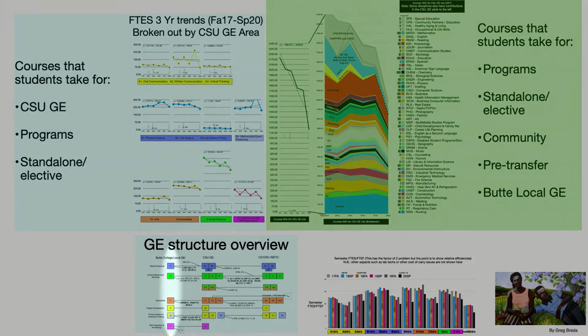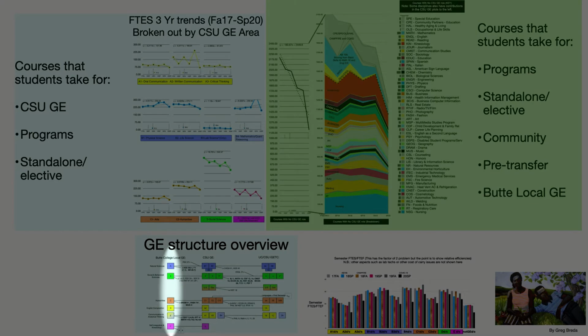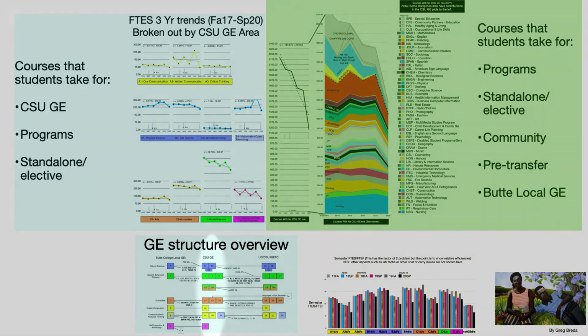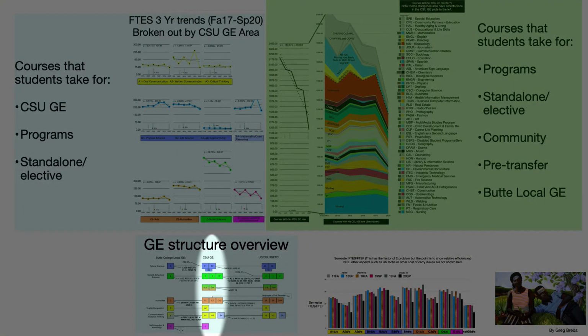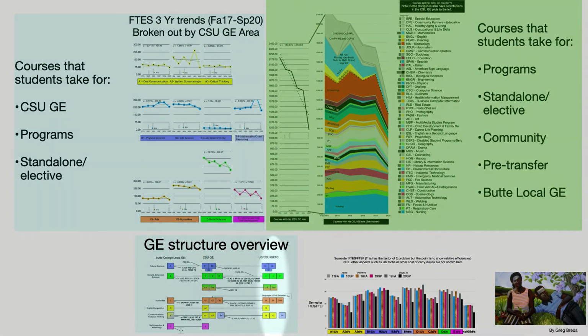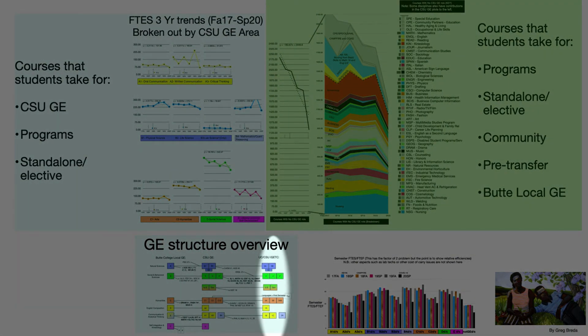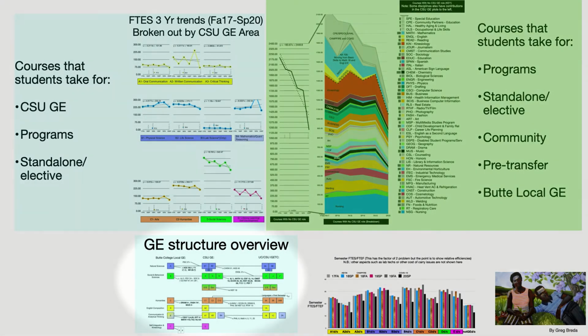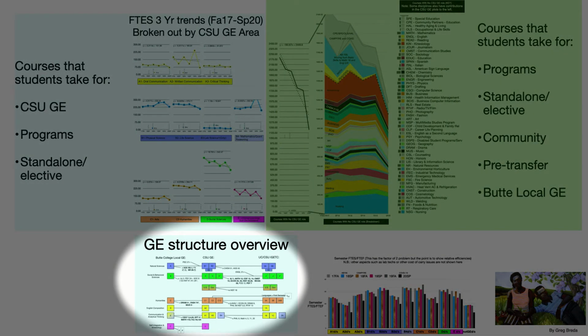At the bottom left corner, you see a picture of the GE structure. There are three columns. The column on the left is the Butte College local GE pattern. The column in the middle is the CSU GE pattern. And the column on the right is the IGETC UC GE pattern. These share a lot of similarities. We're using the CSU GE pattern because the large majority of our students transfer into the CSU system. Each of the boxes in this diagram represent a class to be taken, and this is a holistic vision of our entire GE demand for Butte College.